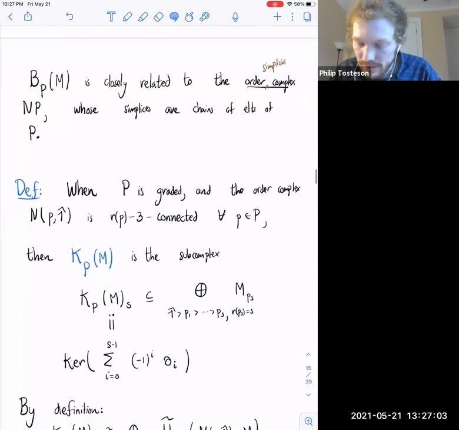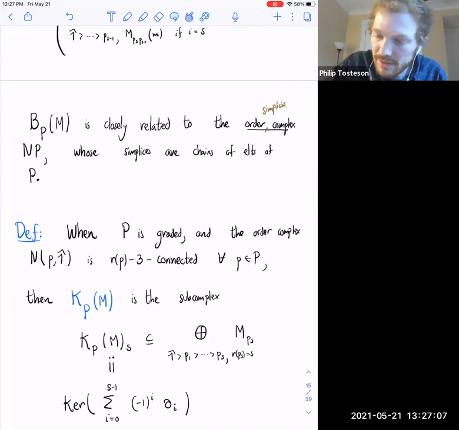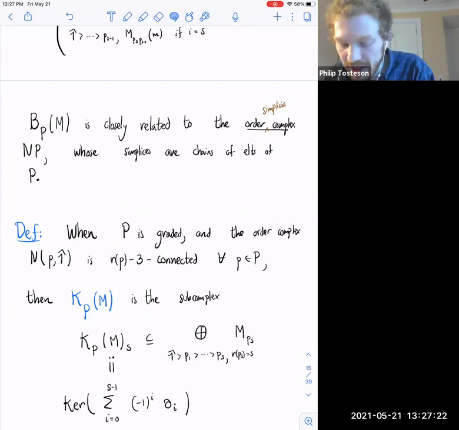So let me go to here. Okay, so what I have here is a definition. When P is graded, and also the order complex of the open interval, which is the nerve of the open interval from p to 1 hat, is sufficiently connected for all p in P, then we can actually define a smaller complex sitting inside of B_P, which has the same homology.